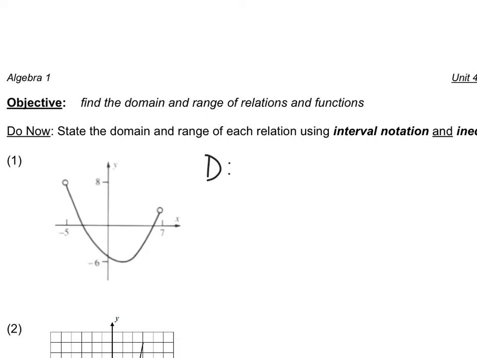So basically, if I'm talking in terms of the interval notation, I just want to identify the starting point and the stopping point in terms of x. All right, so in terms of x, where does this graph start? -5. Where does it stop? 7.